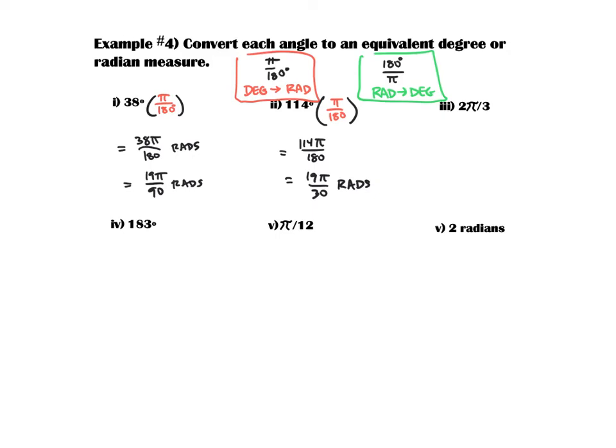Okay, let's convert 2 pi over 3 now to degrees. Okay, so I'm going to multiply by 180 divided by pi. You'll notice that the pi's reduce.